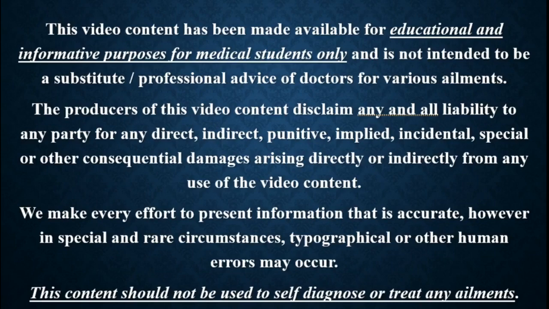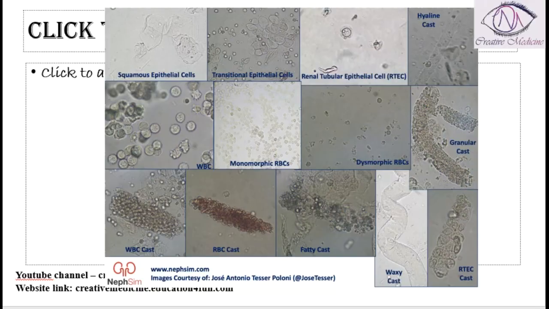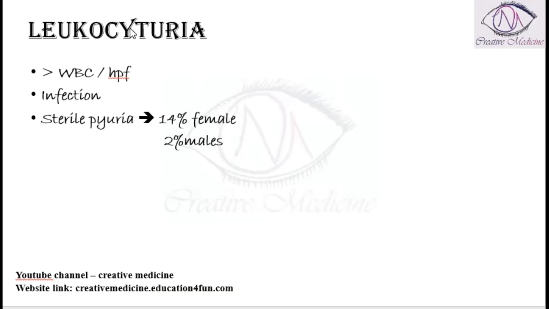In this lecture, we will learn about leukocyturia. In leukocyturia, if there are more WBCs present per high power field in the urine, then we call it leukocyturia. Leukocyturia signifies that there is some infection going on.